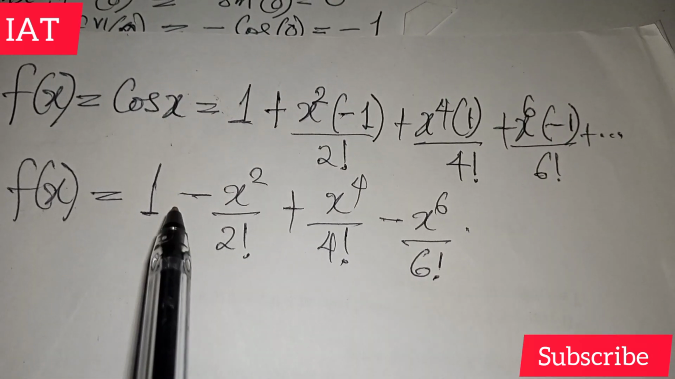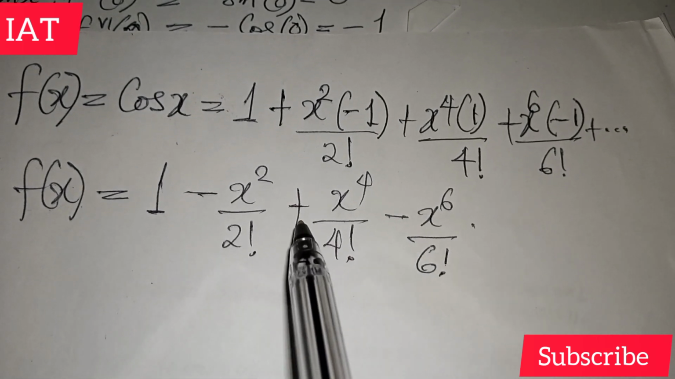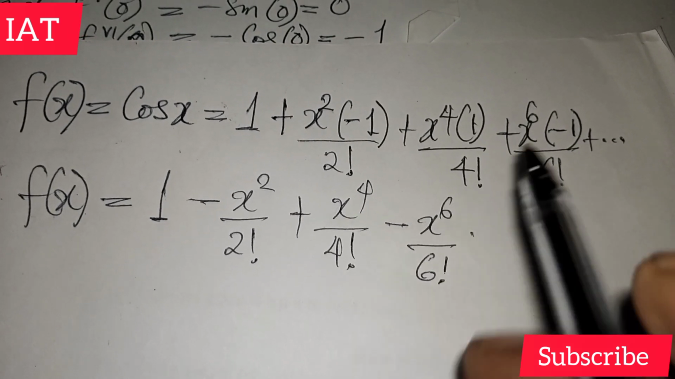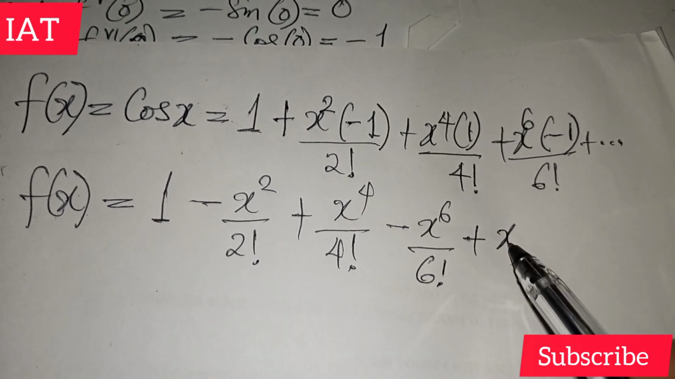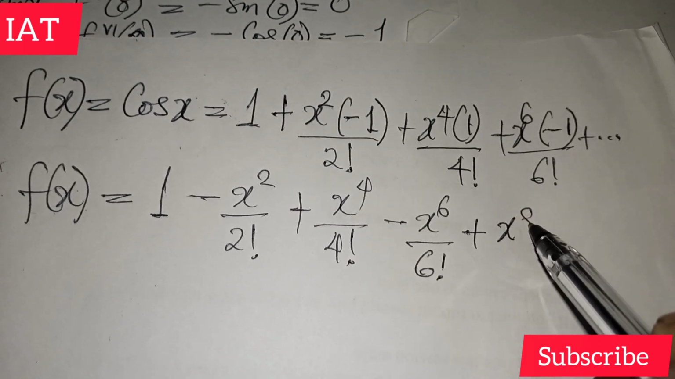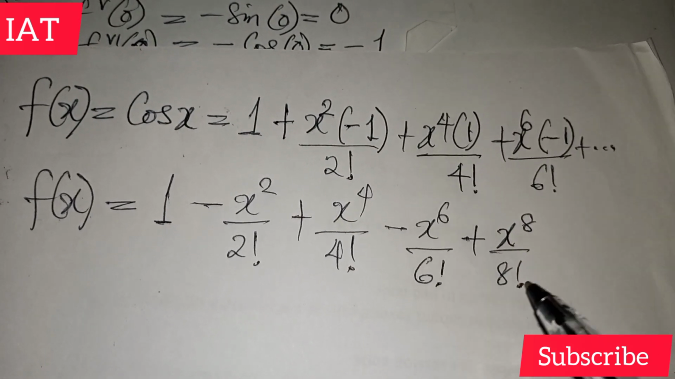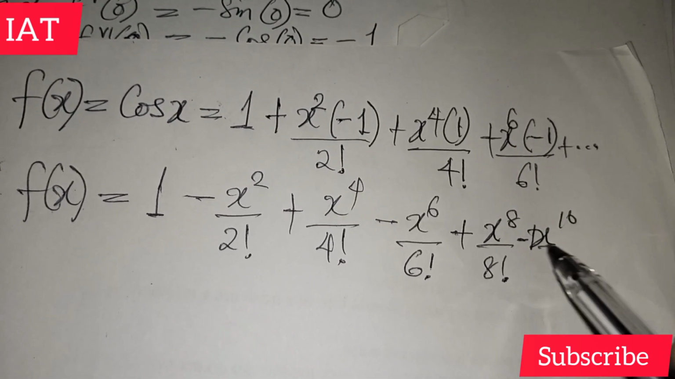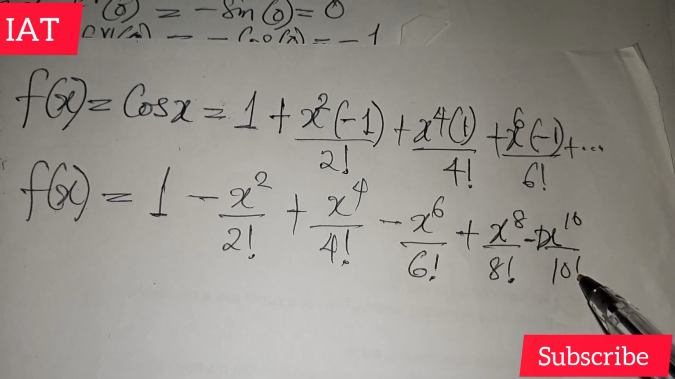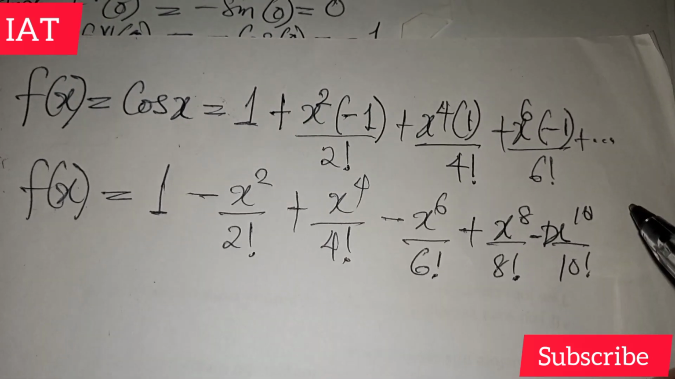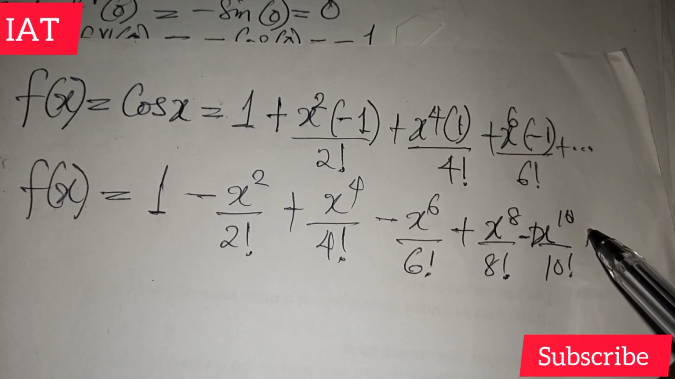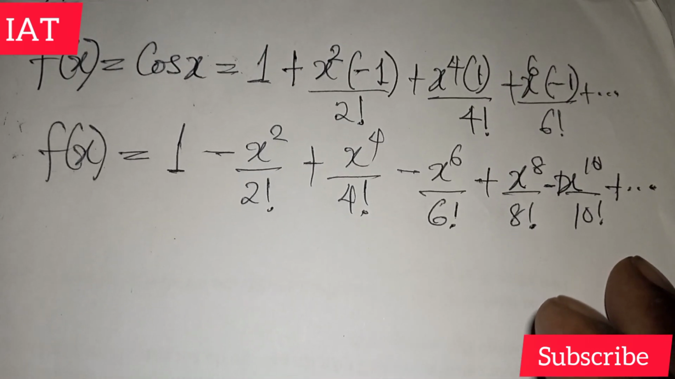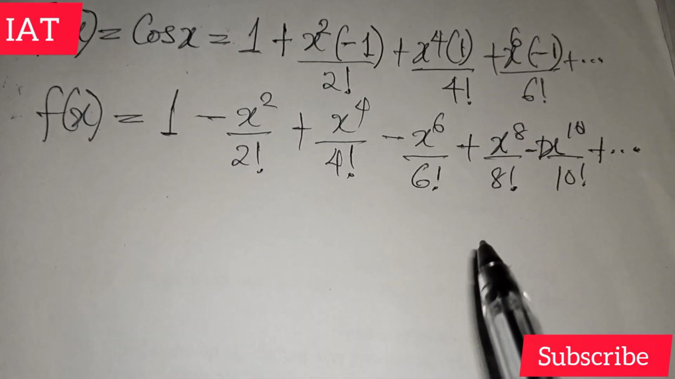And this is how you can also check the nature of the formation: minus, plus, minus, and you're having x to the power of 2, x to the power of 4, x to the power of 6. You can even guess the next one to be plus x to the power of 8 all over 8 factorial. The next one is minus x to the power of 10 all over 10 factorial. And you can keep going. X to the power of 12 here becomes plus, so plus ellipsis. So now we've gotten the expanded series.